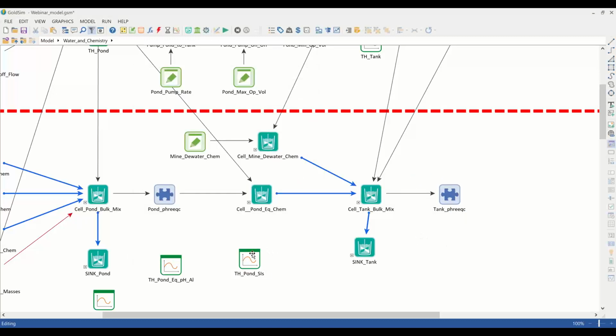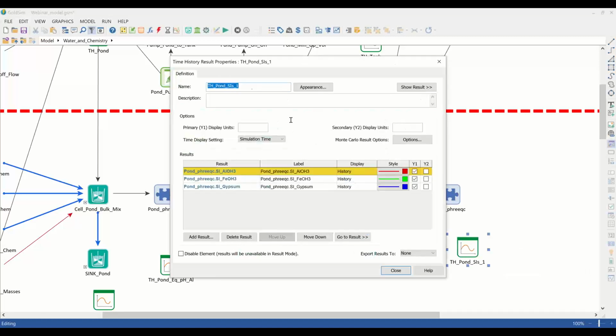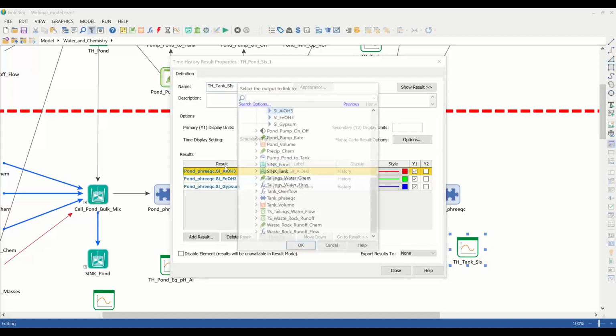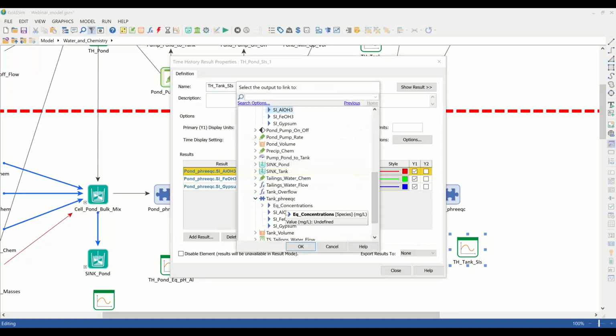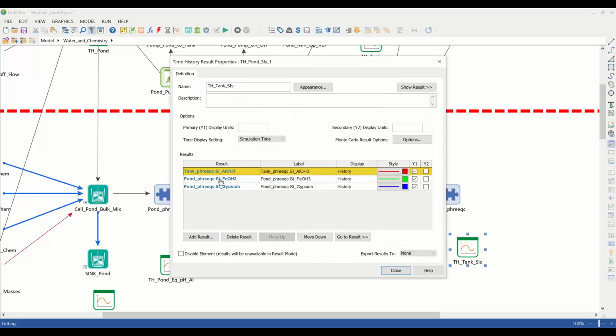So I will put in another time history here just to look at the saturation indices in the tank. So this time we want to get them out of our tank as well.